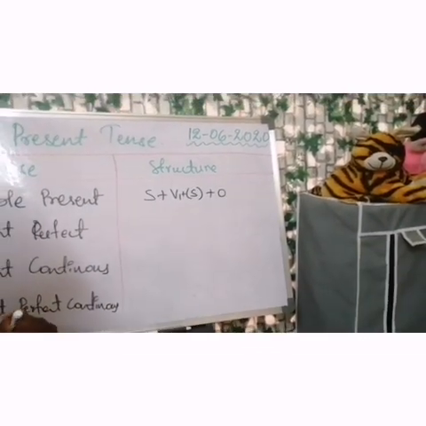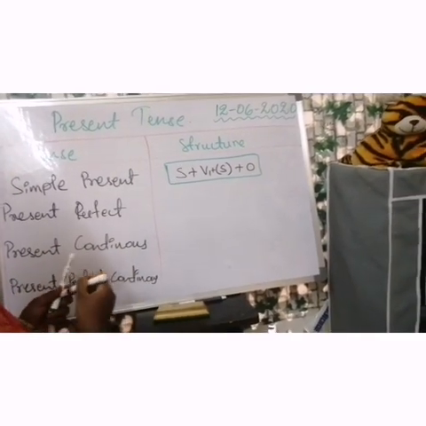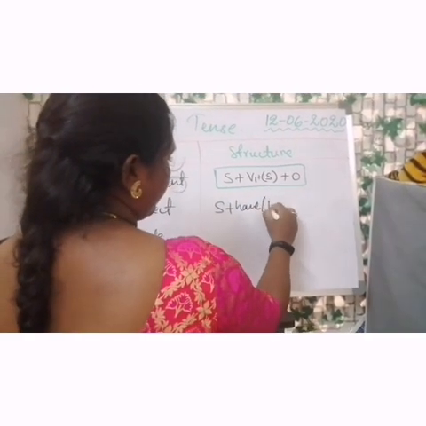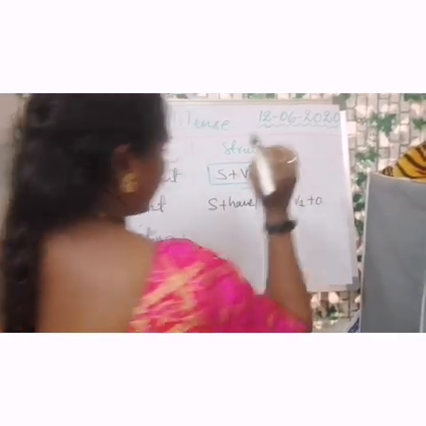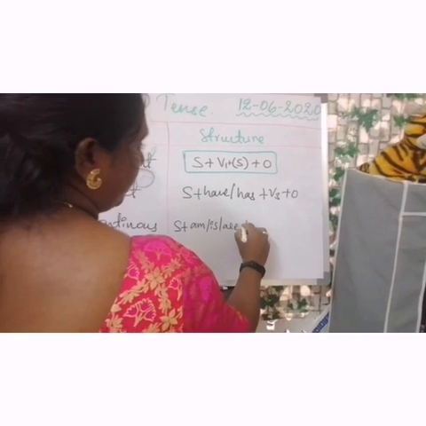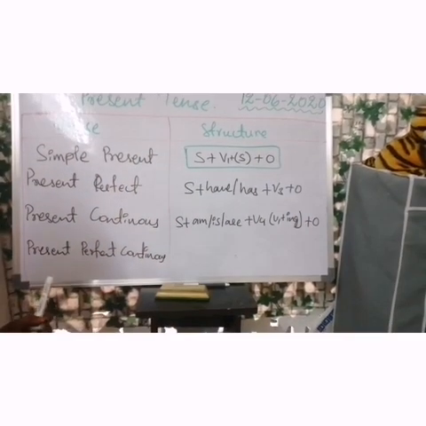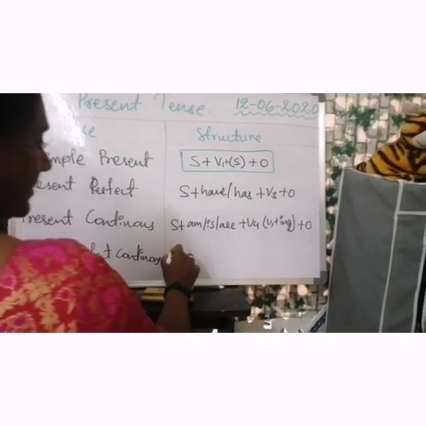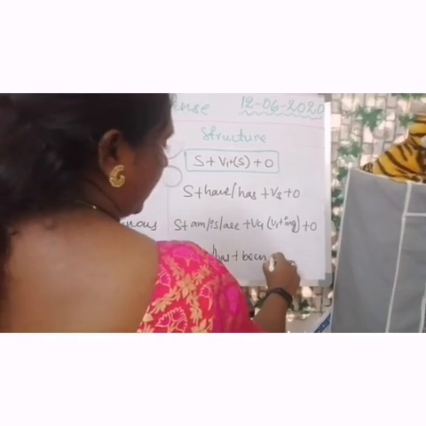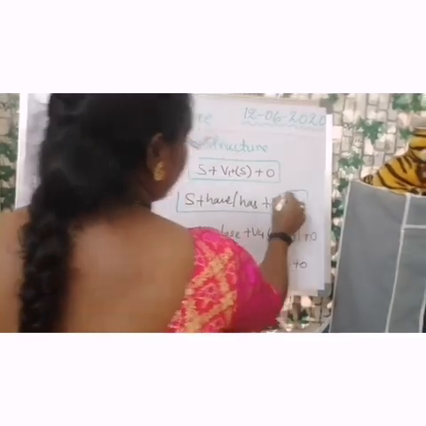This is the structure for simple present. And next, for present perfect: subject plus have, has plus V3 plus object. And for present continuous: subject plus am, is, are plus V1 plus ing form plus object. And the last one, present perfect continuous: subject plus have, has plus been plus V4 plus object. So these are the structures of the 4 tenses.